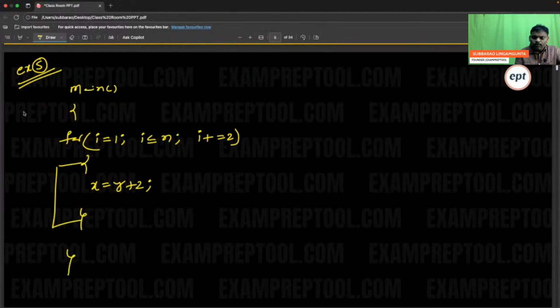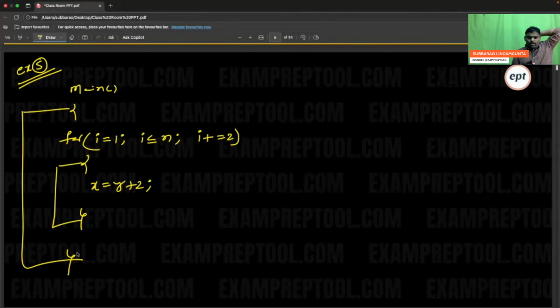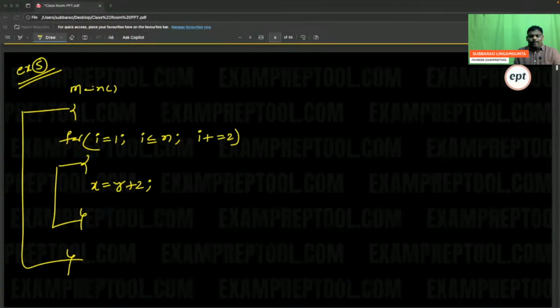You can write a for loop also, or a while loop, no problem. What is the time complexity of this program? Everyone try this. This is example 5, today's class first problem. Can you check?